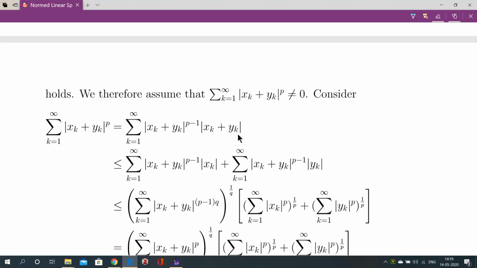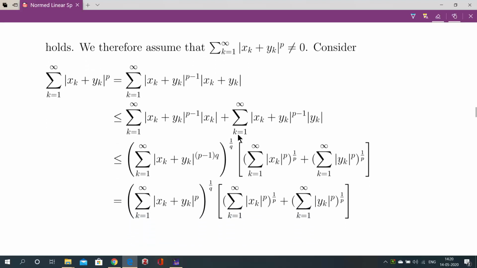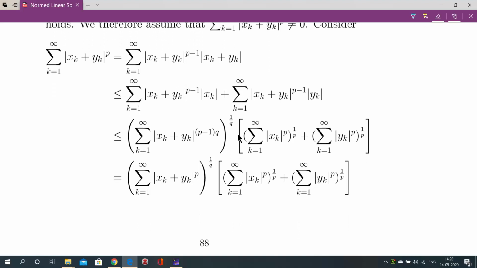Consider the summation of k equal to 1 to infinity modulus of xk plus yk power p, which is equal to the summation of modulus of xk plus yk power p minus 1 into the modulus of xk plus yk. Using our triangle inequality for the modulus, this is less than or equal to the summation of modulus of xk plus yk power p minus 1 into modulus of xk, plus the summation of k equal to 1 to infinity modulus of xk plus yk power p minus 1 into the modulus of yk, which is further less than or equal to, we just get terms like here.